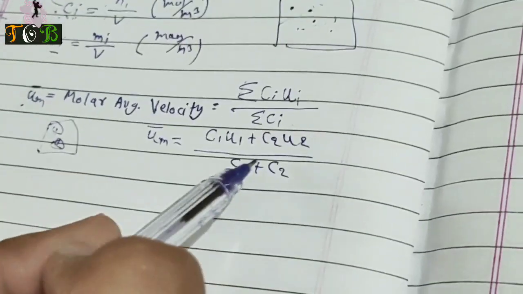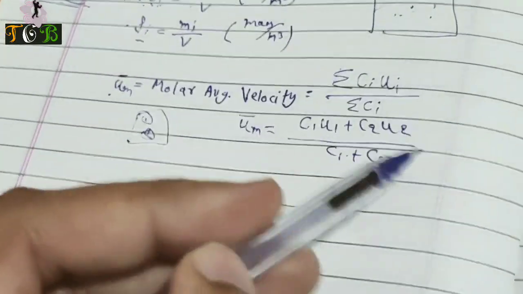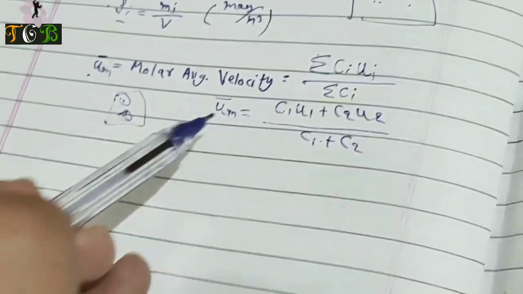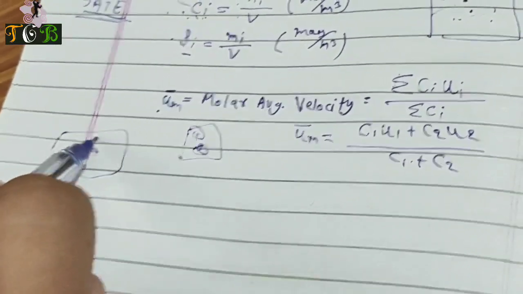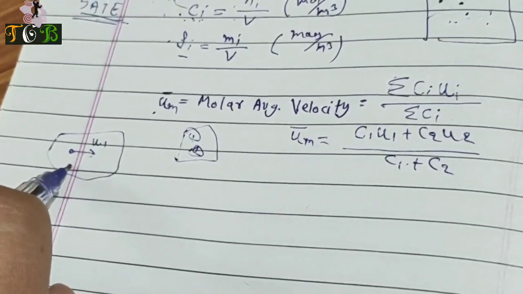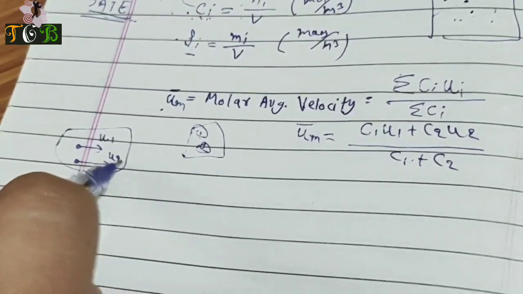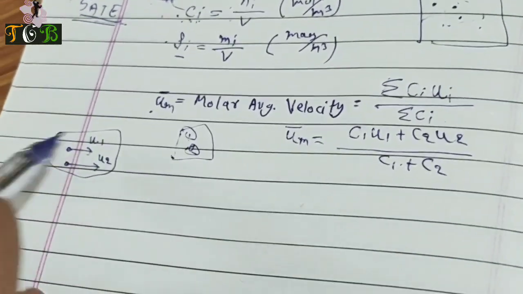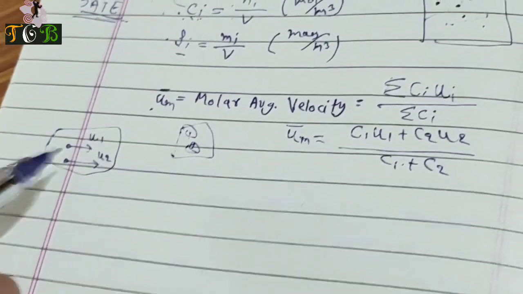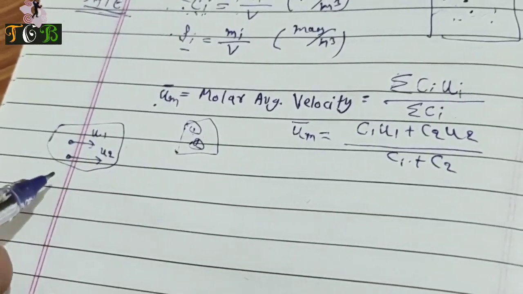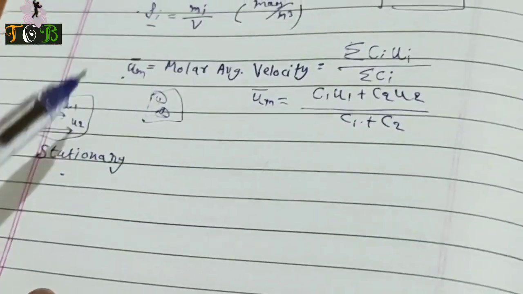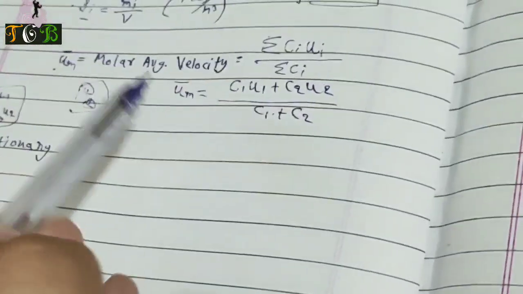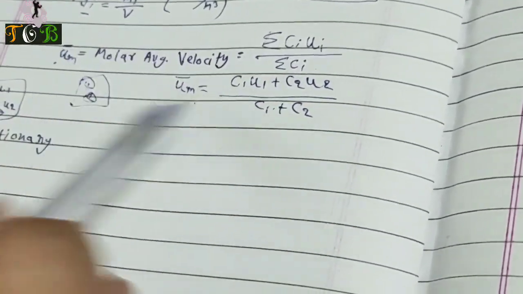That's easy. What are u1 and u2? u1 and u2 are the velocities of components 1 and 2. In the mixture, component 1 will be going with u1 velocity, and component 2 will be going with u2 velocity, in meters per second. And these are the velocities in the stationary frame of reference. So that's how they are defined. This is the molar average velocity we have defined.